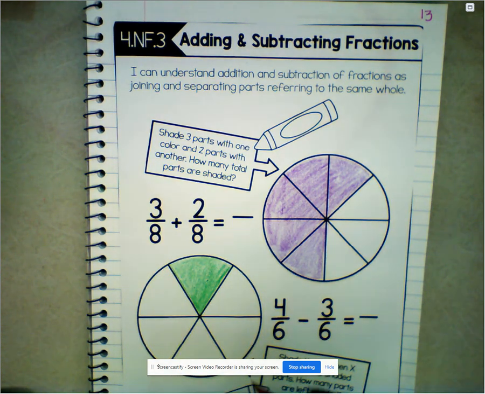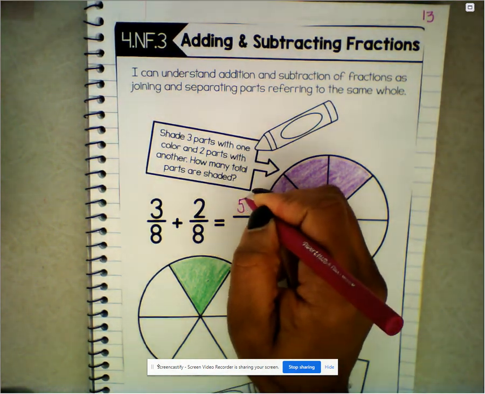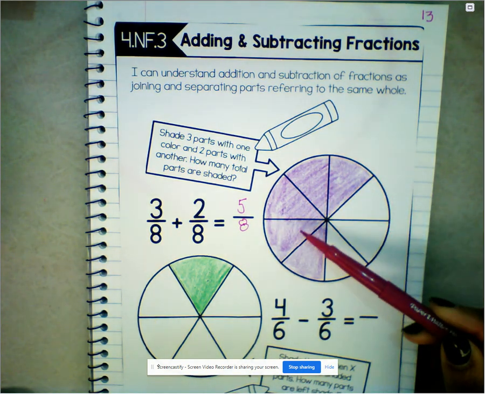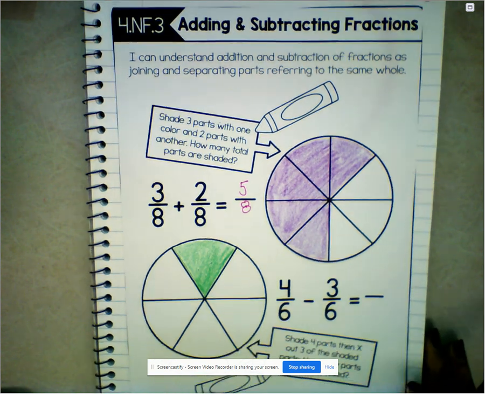That gives us 5. And our denominator is already 8. So we're just going to shade in 5 out of the 8. Pretty simple, right? Same thing for this one.